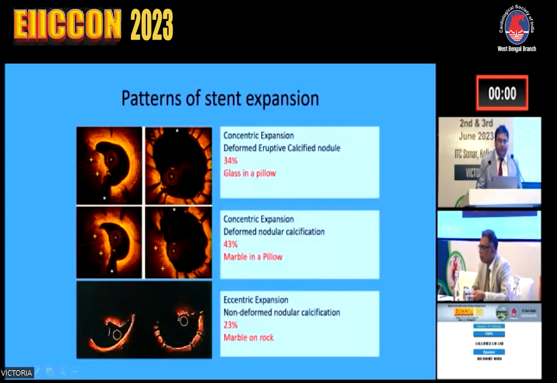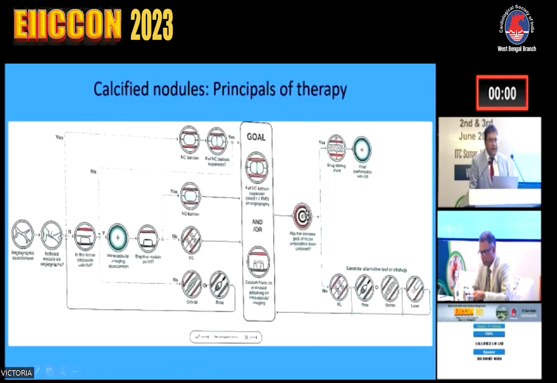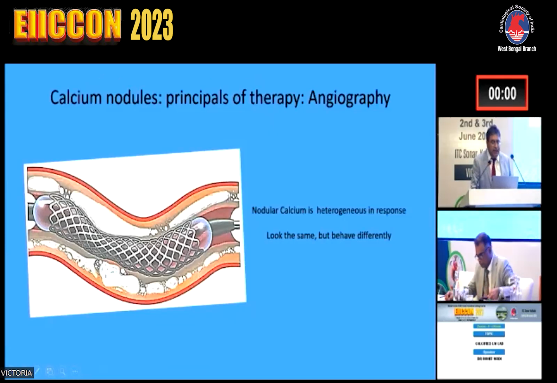When we put a stent on these calcified nodules, it can give a concentric expansion in an eruptive calcified nodule, or a deformed nodular calcification. And an eccentric type of expansion has to be accepted in a non-deformed nodular calcification. This is a flow chart of calcified nodule. I don't go into detail, but the principle of the therapy is again to see whether it is a mild calcium, moderate calcium, or a severe calcium. Then we can apply our various techniques depending upon the severity of the calcium.